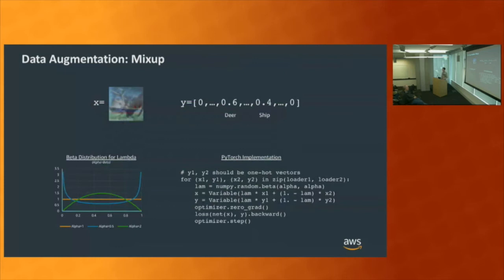Oh, got a question? Sorry, I missed it. Do these transformations count during your training time, or are they before? These get included in the amount of time that you're recording for training. Yeah, it should be end-to-end, and includes loading your data as well.